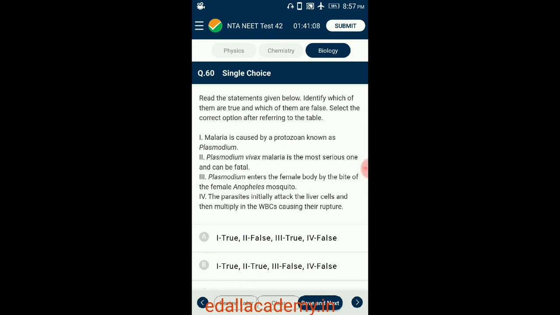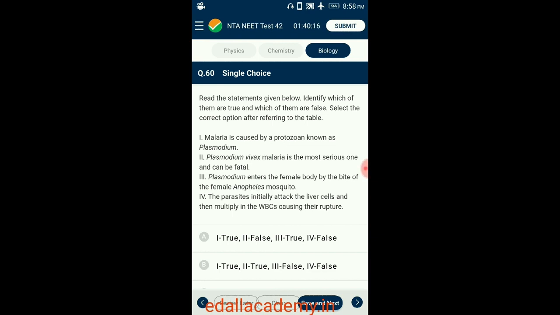Malaria is a vector-borne disease caused by protozoan Plasmodium. There are 4 species of Plasmodium. The malaria caused by Plasmodium falciparum is most serious and can be fatal. Plasmodium enters the human body by the bite of the female Anopheles mosquito. The parasites initially attack the liver cells and then multiply in the red blood cells, causing their rupture.